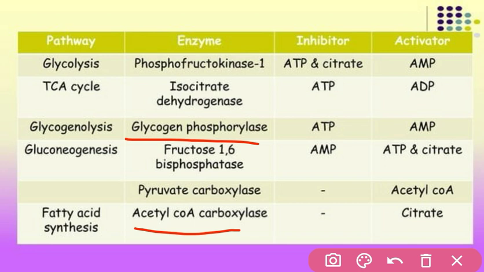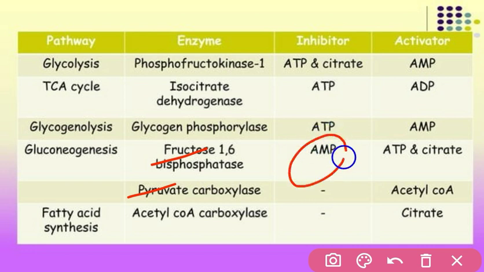In the same manner, the enzymes fructose 1,6 bisphosphatase and pyruvate carboxylase. Fructose 1,6 bisphosphatase catalyzes the conversion of fructose 1,6 bisphosphate to fructose 6 phosphate in gluconeogenesis and the Calvin cycle, both of which are anabolic processes. So the activity of these two enzymes, fructose 1,6 bisphosphatase and pyruvate carboxylase, is inhibited by AMP and activated by ATP and citrate.